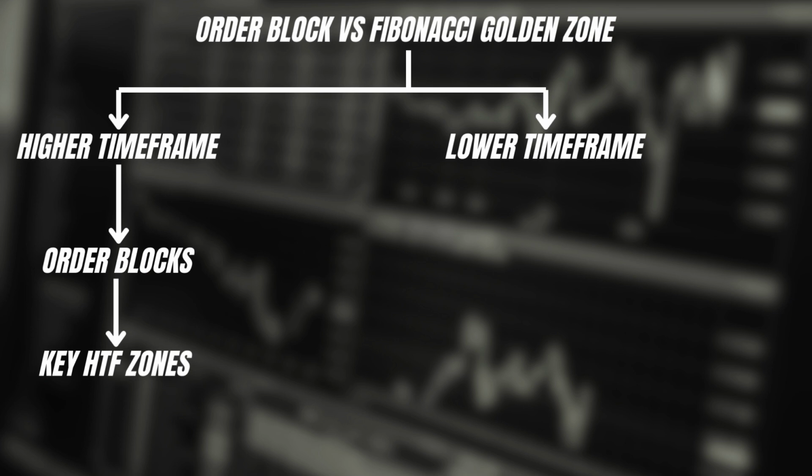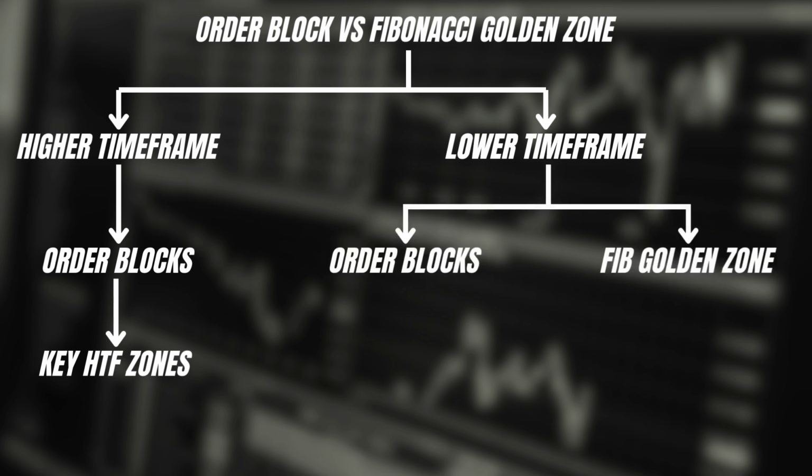Now that we're done with the higher timeframe, let's shift our focus to the lower timeframe. On lower timeframes, we can use both the order block and the Fibonacci Golden Zone, but their effectiveness depends on the specific market conditions. Let's start with the order block. Order blocks are much more effective when trading during pullbacks. Let's look at a price chart example for a more concise explanation.